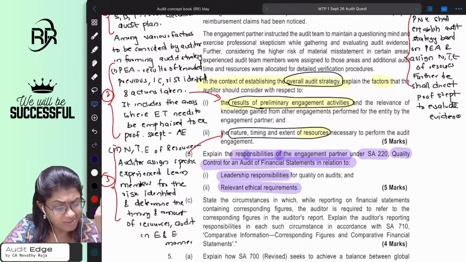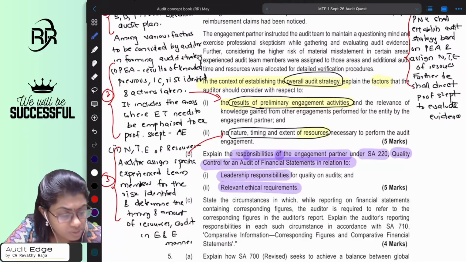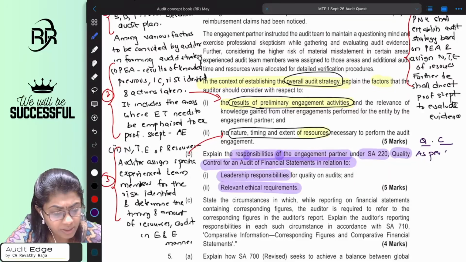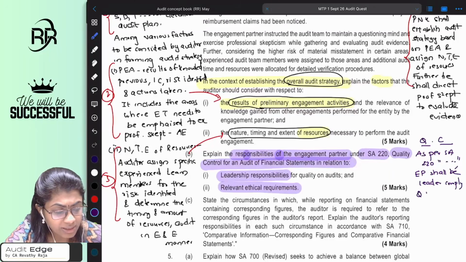So, since it's a direct question, I'll show you the answer directly, but I'll say how to present. So, put a heading, quality control. Then write, as per SA 220, quality control for an audit, the engagement partner shall be the leader, who shall comply with the quality control and ethical requirements.